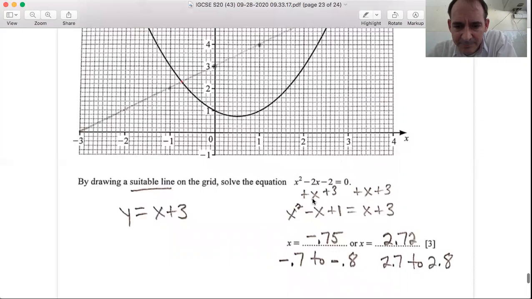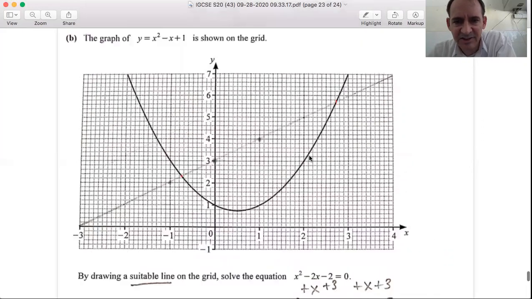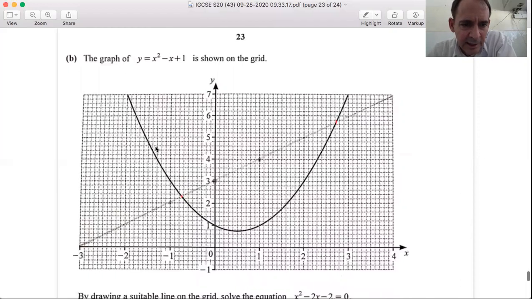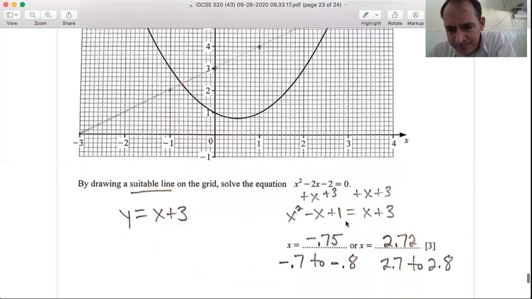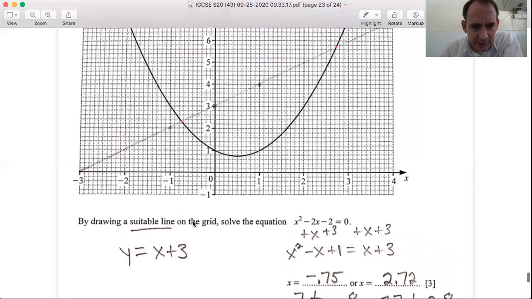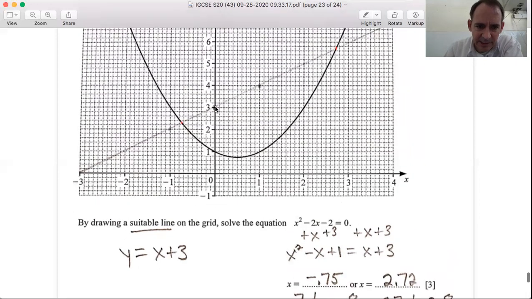So when we add the x and the plus 3, notice the left-hand side is exactly the same as the original, meaning it's this graph here that was already given to us. And when we have x plus 3 on the other side, that is going to be our suitable line. Y equals x plus 3. So it crosses the y-axis at 3, has a slope of up 1 over 1.